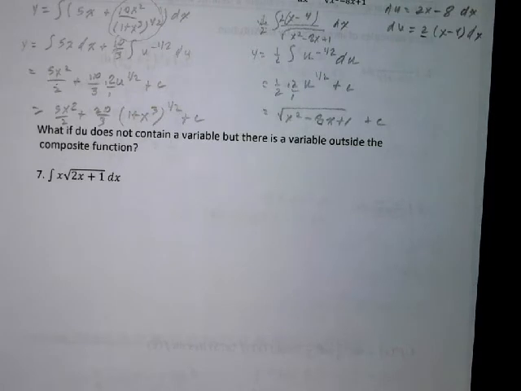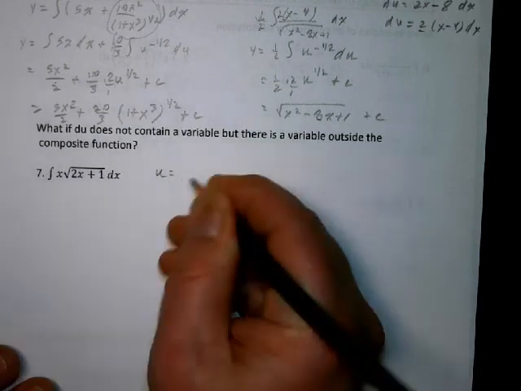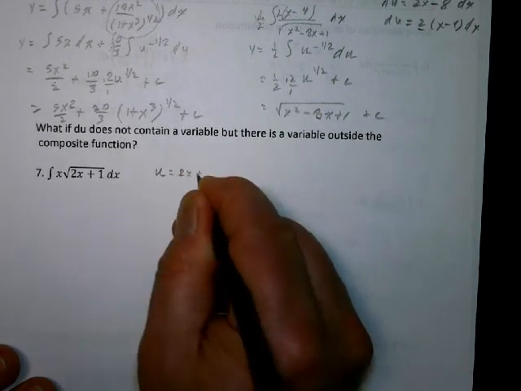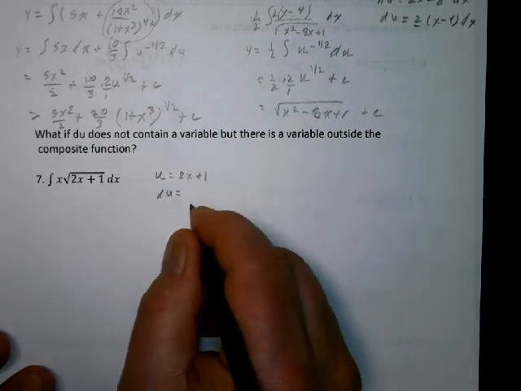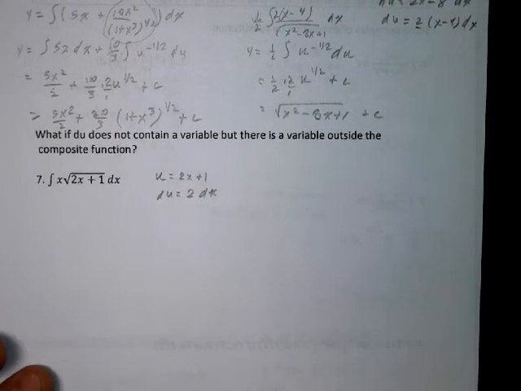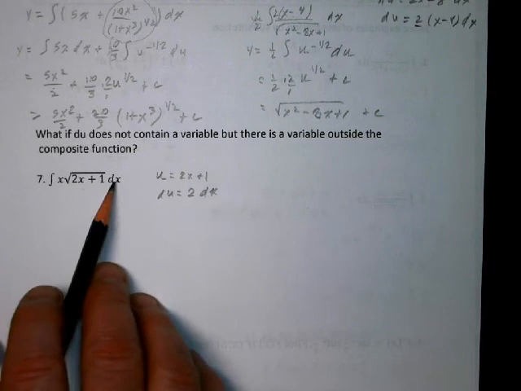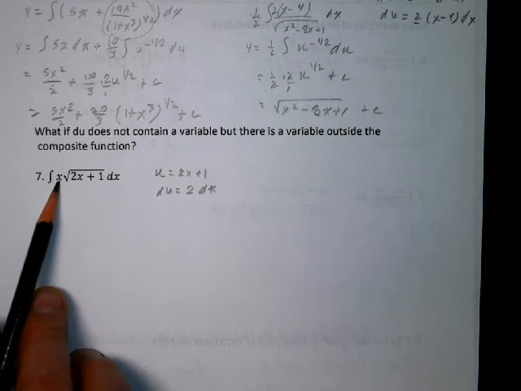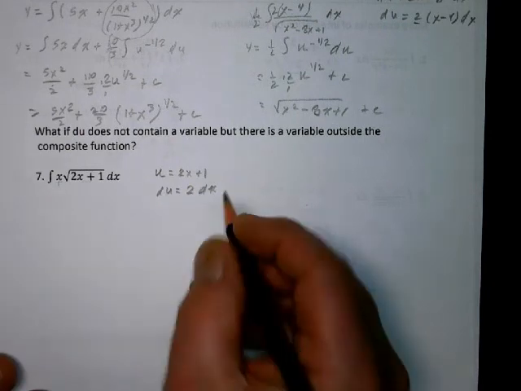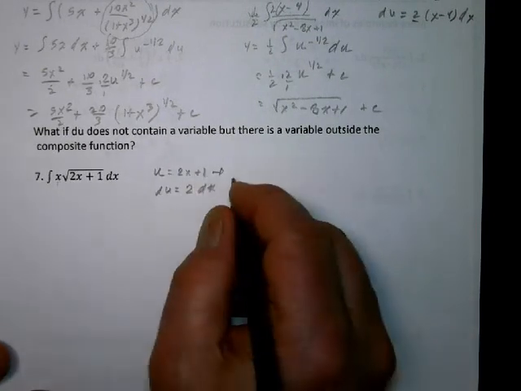Alright, what if du does not contain a variable, but there is a variable outside the composite function? Bear with me for just a second, and we're going to piece everything together. So my u is 2x plus 1. du equals 2 dx. Now notice, I don't have a 2 dx here, so you know that you're going to be dividing everything by 2. I have this x here. I don't have an x down here with du, so what you have to do is the following.